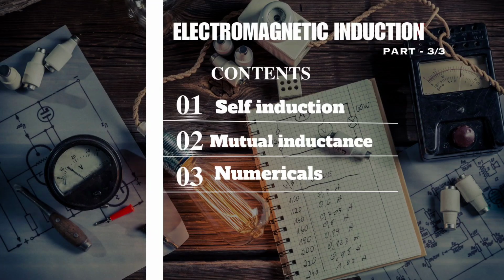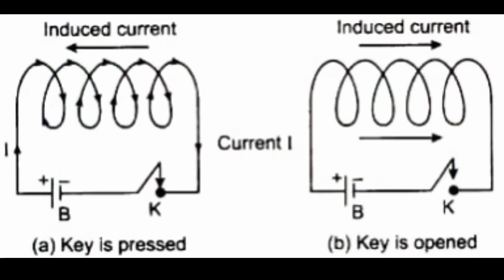In this video lecture we are going to learn about self-inductance and mutual inductance. So the first topic is self-induction. Self-induction is a property of the coil that we are using in this given diagram. According to this, due to this property, it opposes the growth or decay of the current flowing through this coil.